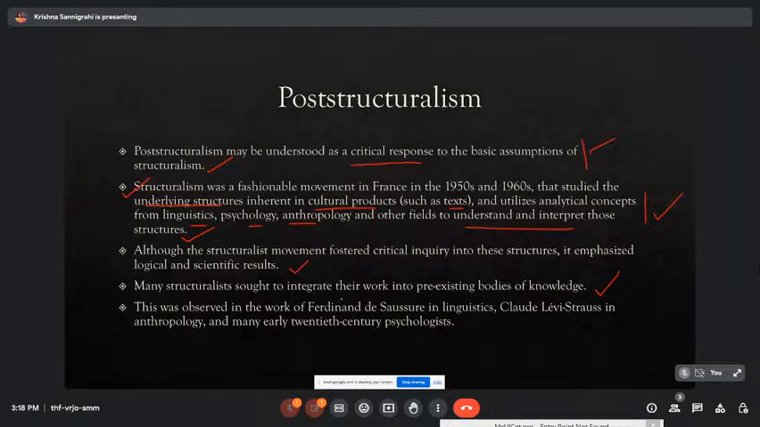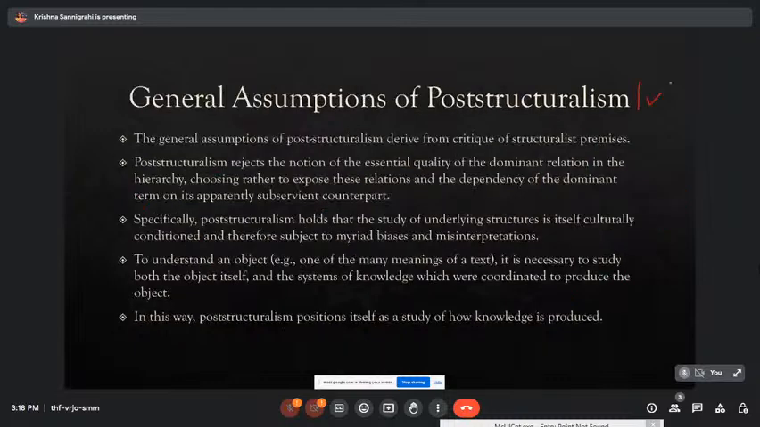And this was observed in the work of Ferdinand de Saussure in linguistics, Claude Lévi-Strauss in anthropology, and many early 20th century psychologists. However, what are the post-structuralists doing? They are questioning the assumptions which were there in structuralism. They derive, that is, their origin is from the structuralist premises. However, what they do is that they reject.